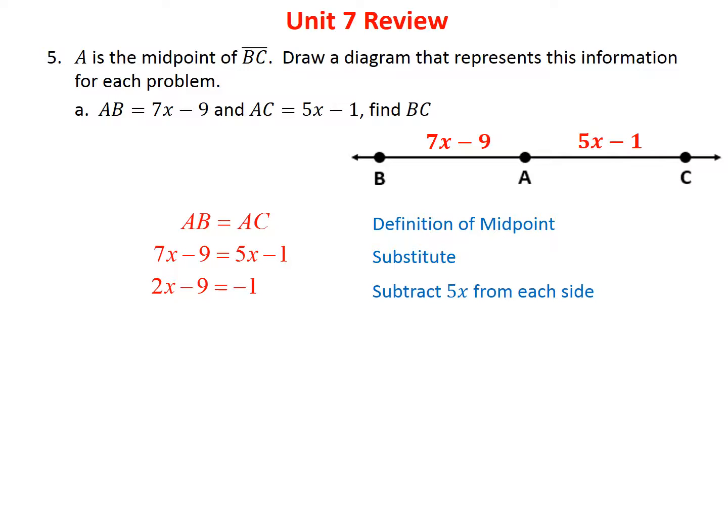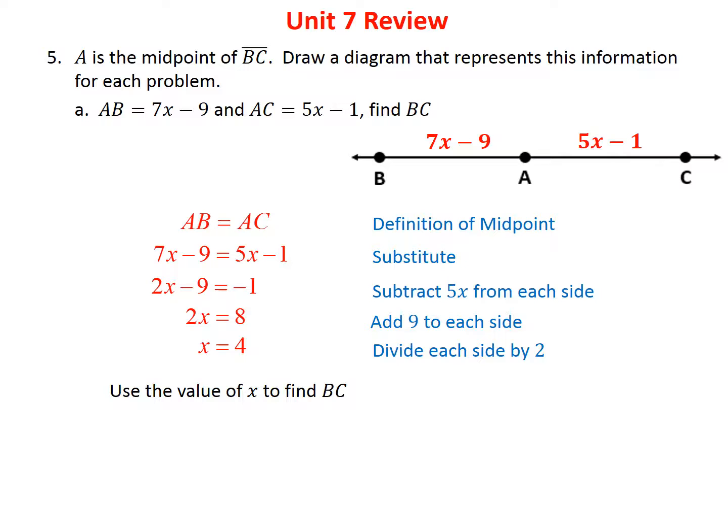Now we have a two-step equation. So let's undo the subtract 9 by adding 9 to both sides. And now we simply have to undo the 2 times x by dividing by 2. And we get x equals 4. Now they want us to find BC. BC is the whole length. So let's find AB. AB is 7 times 4, 28 minus 9, or 19.